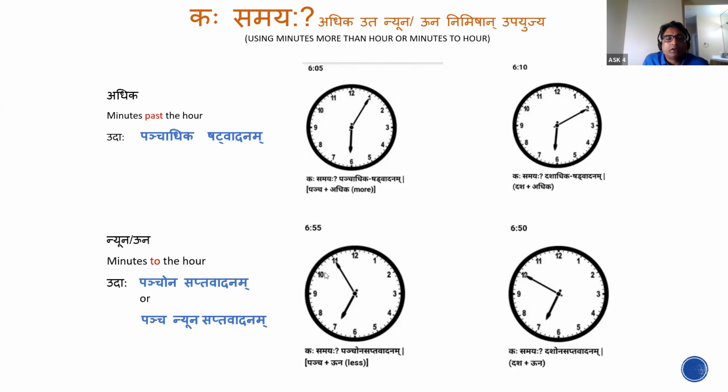Vimshatihi nyuna saptavadanam. But just like English or common usage, do you say like that? Mostly you will say adhika until here, right? So until here you can commonly say adhika. After this you have both choices. Adhika is even better to tell, even for 6:55 you can use that. You should be able to tell either one. That's the point.